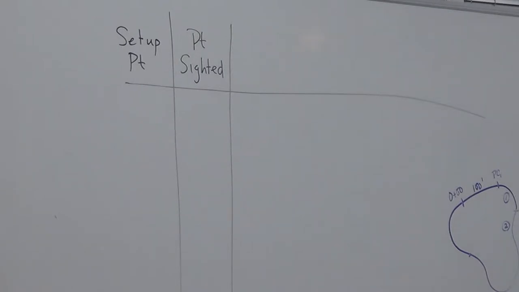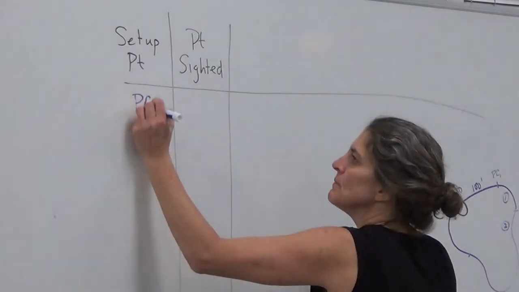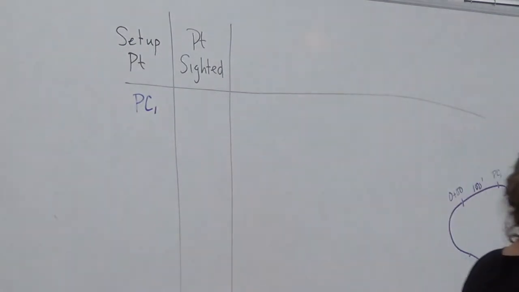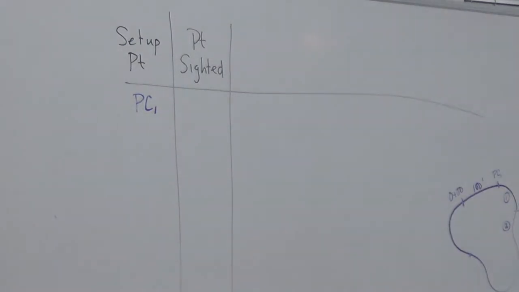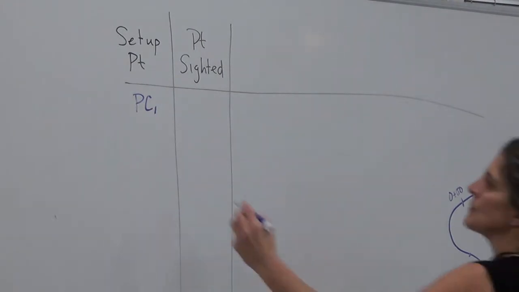So where do you want to set up your equipment first? Where do you want to set up your total station? PC1. Let's do PC1. You can shoot back, right? We want to minimize the number of setups. So our first setup point is going to be PC1. And what is its station? 1 plus 0, 0.